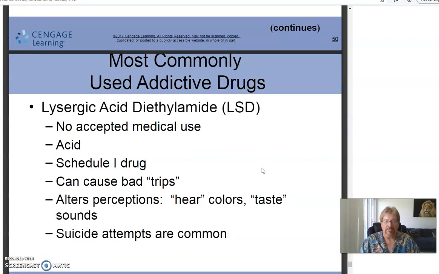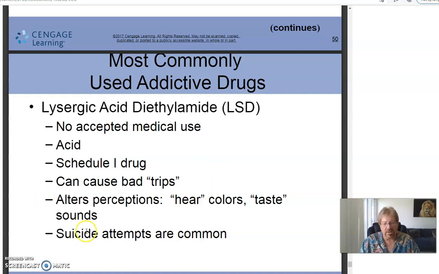Okay, LSD. No accepted medical use. Yeah, according to the orthodoxy, but they've done some experimentation with it with people with a variety of mental illnesses, and I know very little about this, but I think it does have potential. Acid, well, that's its nickname because it's lysergic acid diethylamide. Schedule 1 drug, which means it's highly addictive, has no known medical value. Alters perceptions. You can hear colors and taste sounds.